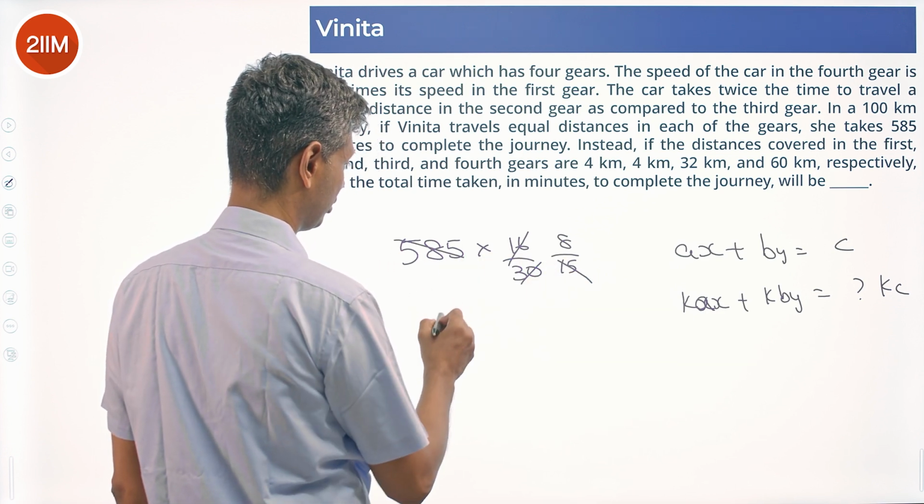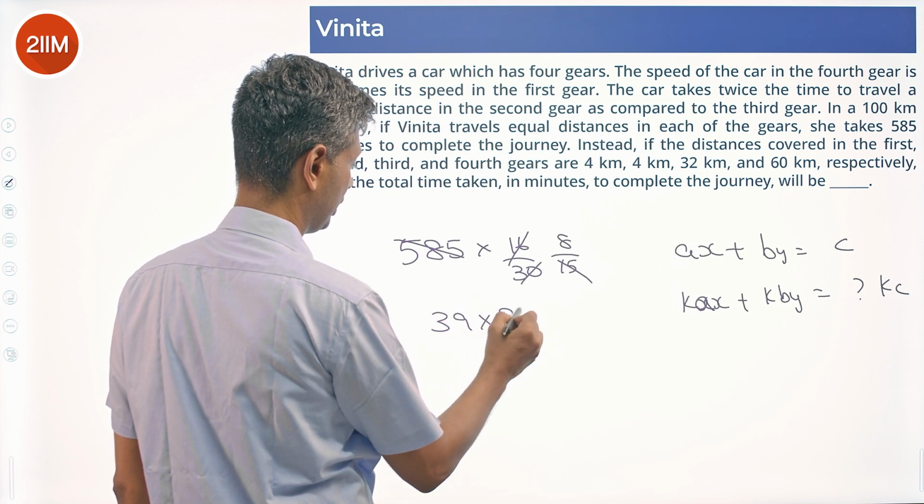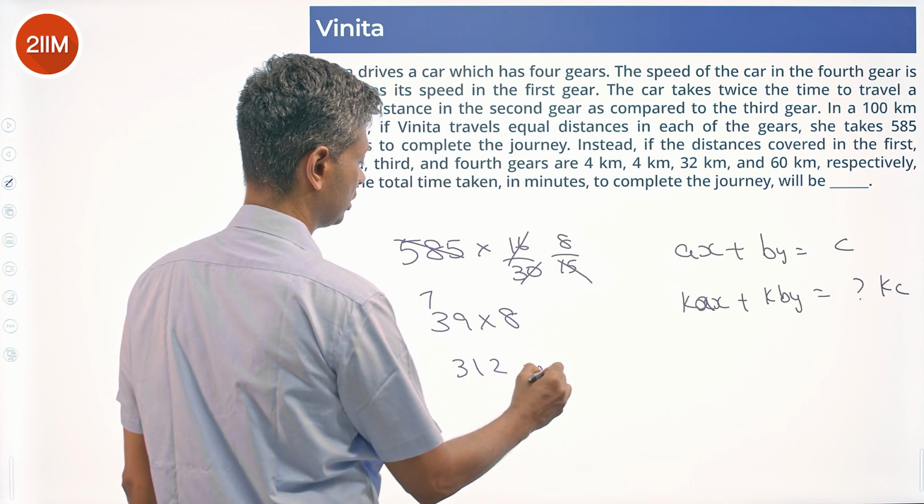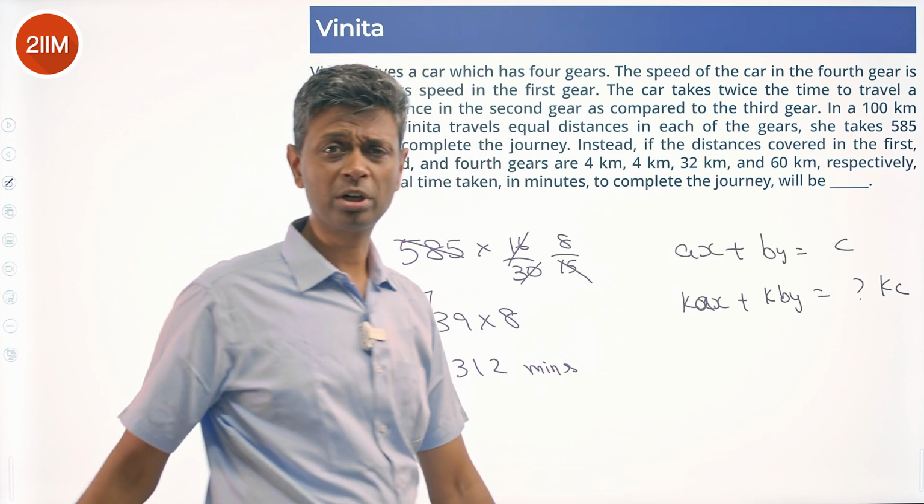40 into 15 is 600. This is 39 into 15. 39 into 8. 8 9 so 72. 2 7. 24 plus 7. 302. 312 minutes. Absolutely brilliant question.